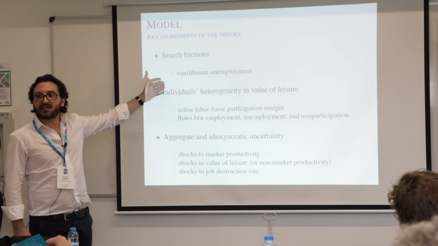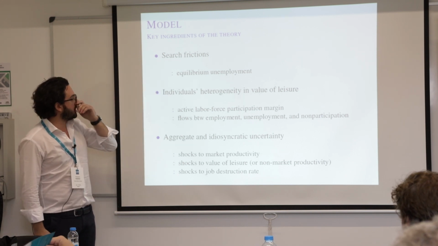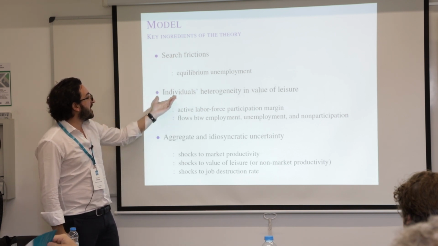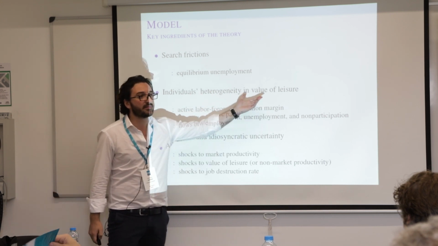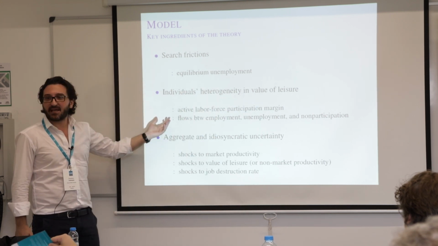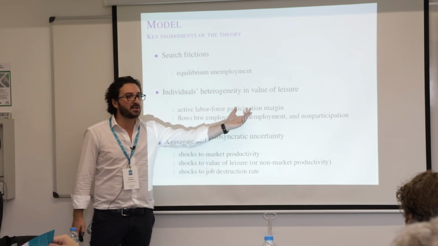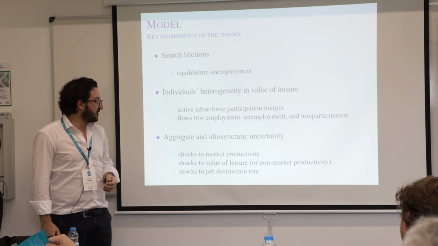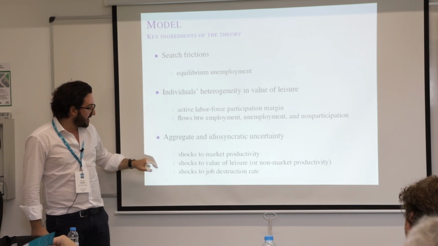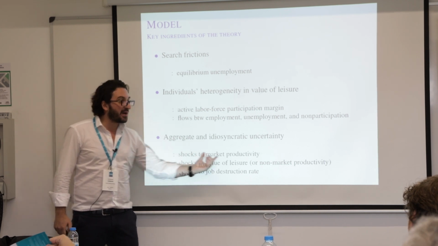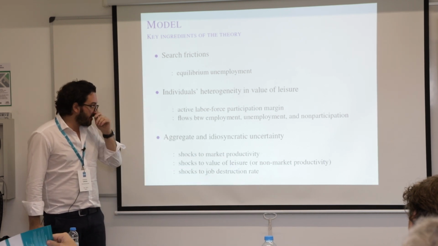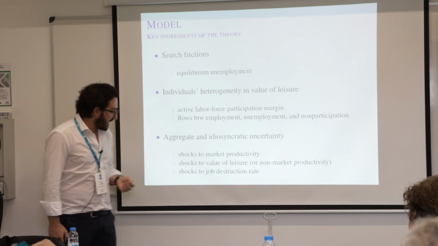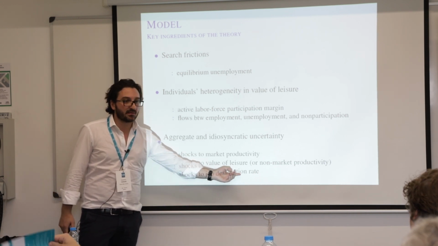So as I said, what are the key ingredients of the theory? So this is something that I told Victor before. So we have search frictions that give us unemployment. Then we have individual heterogeneity in the value of leisure. And that is going to give us an active labor force participation margin. And it's going to give us that all the flows across all the three labor market states are endogenous. And then we're going to have aggregate uncertainty in terms of shocks to market productivity. And then we're going to have some idiosyncratic uncertainty in terms of shocks to the value of leisure and shocks to the job destruction rate. Okay.